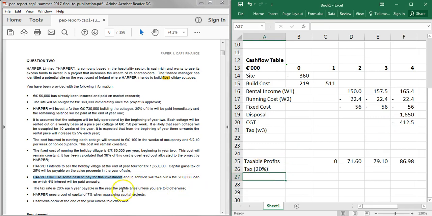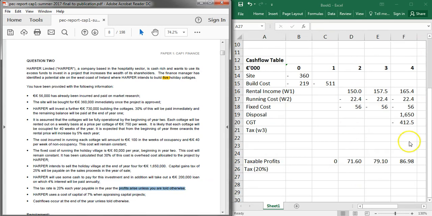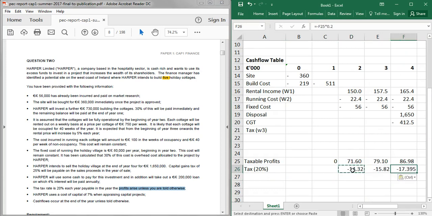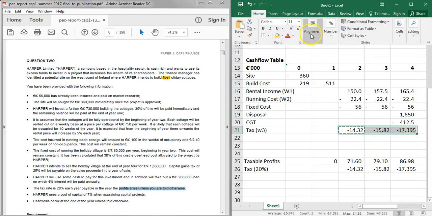And we're told tax is paid in the year profits arise, so we don't have to do an extra year lag. It's just 20%, so minus 71 times 0.2 and so on. So 14.3, 15.8, and 17.3, 17.4 when you round. So that's important that you keep it separate. It'd only be particularly complicated when there's working capital or whatnot in there. We don't have that. So tax is 14.3, 15.8, and 17.4. So again, if you have those down, stop the screencast now and see can you do the whole question out.